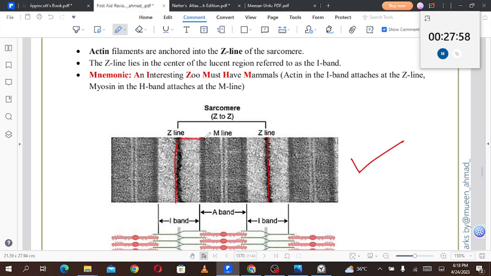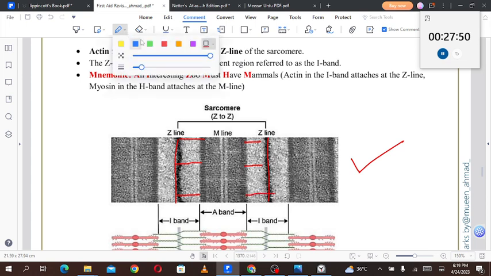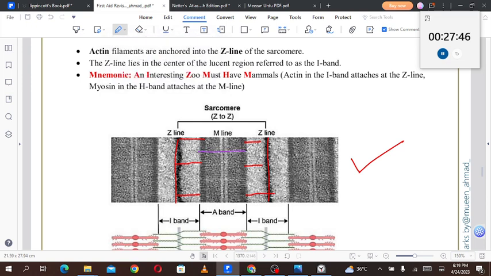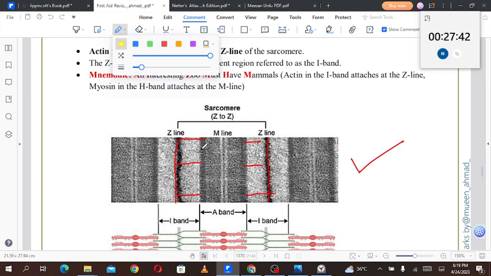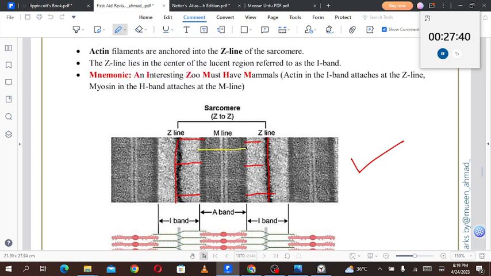Suppose I'm drawing the actin filaments with red. So these are the actin filaments like this and this, and the actin filaments are also present over here. Just like this. And the myosin filaments, let us draw them with a different color, maybe purple. So these are the myosin filaments like this, and over here, and over here.